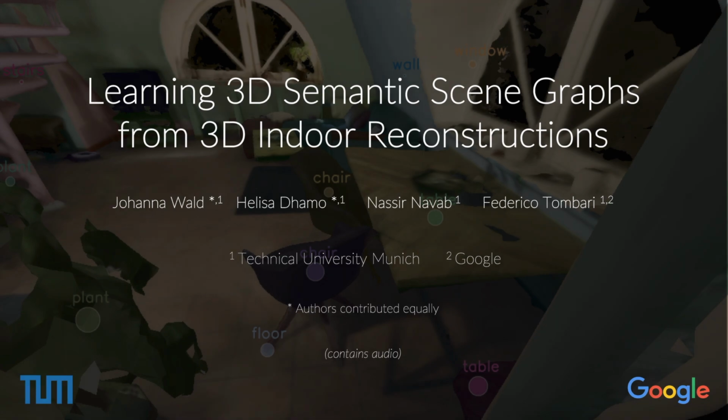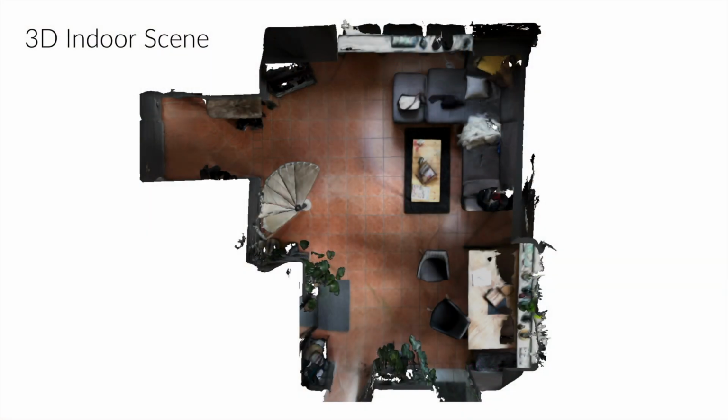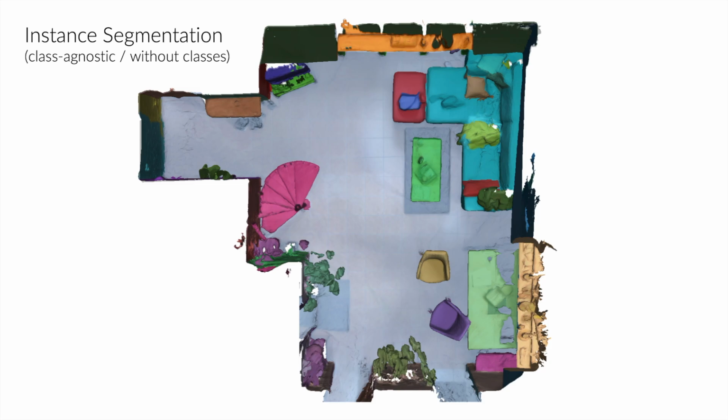In this work, we learn semantic scene graphs from 3D reconstructions. The goal is to identify the objects in a scene, as well as their relationships within a given context. Given a 3D scan of an indoor scene, our method's input is the class-agnostic instance segmentation.